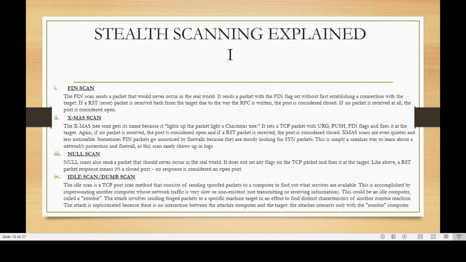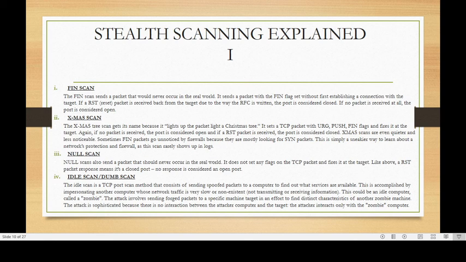Under stealth scanning, we have different types of scans. We've got the FIN scan, the Xmas scan, the null scan, and the idle scan. On the FIN scan, a packet is sent to a target without first establishing a connection. A reset packet is received back from the target due to the way the request for comment, which is the RFC, is written. The port is considered closed. If no packet is received at all, the port is considered open.